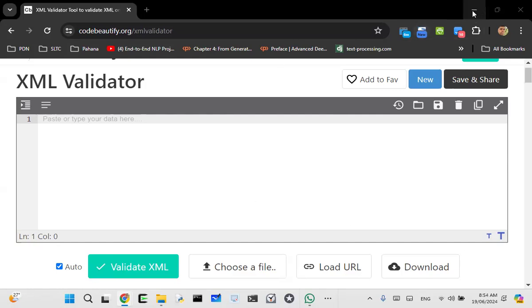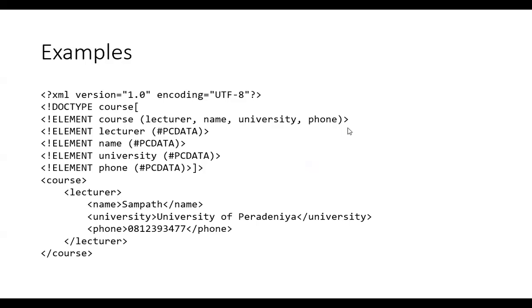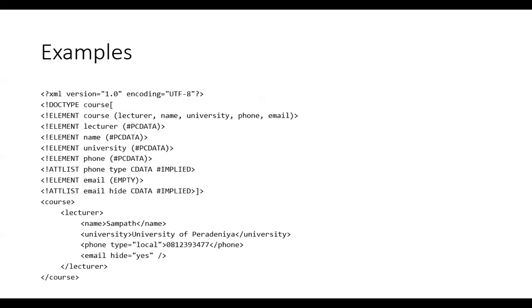Okay, let's move on. One example, you can see this example where we have the DTD information, where we say our root element is course, and course can have a lecturer, name, university, and phone. And then within that, we say that all this information contains text data, right? And we will have this information. So we could check by putting this in. Let's copy this and try whether it will validate, right? So that also you can put.